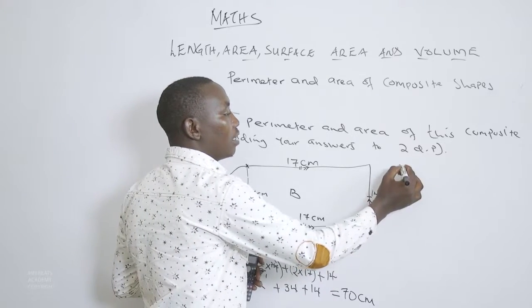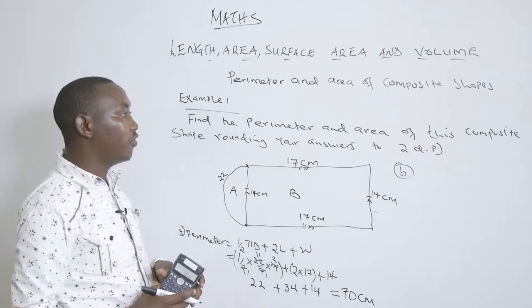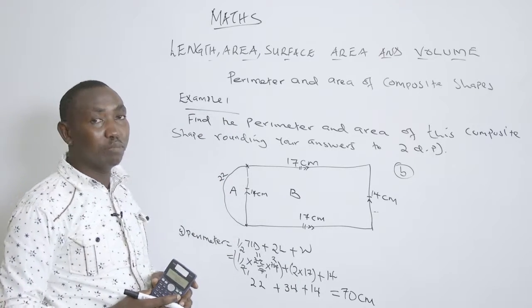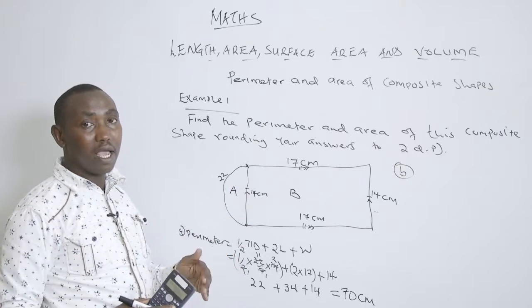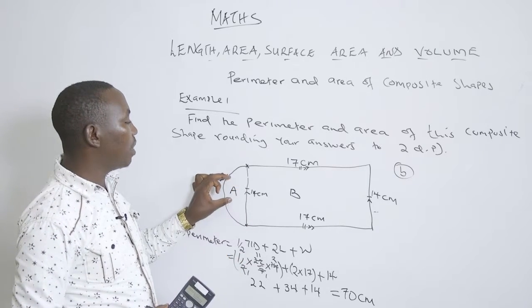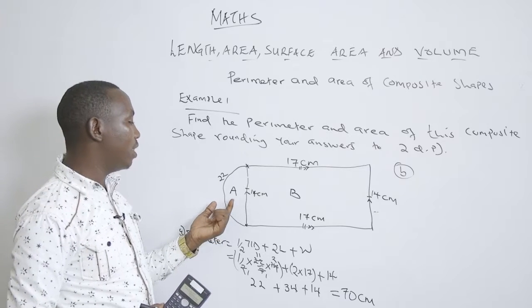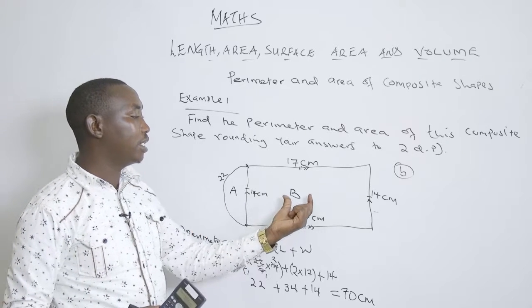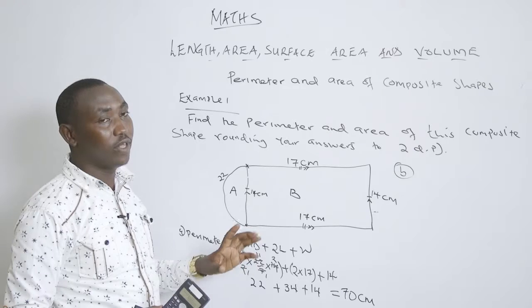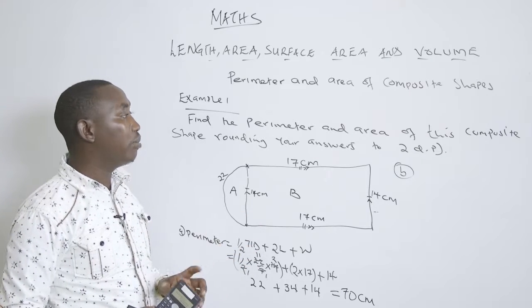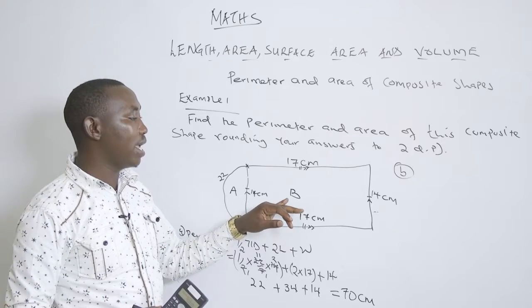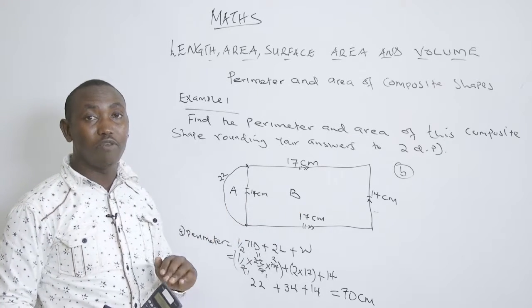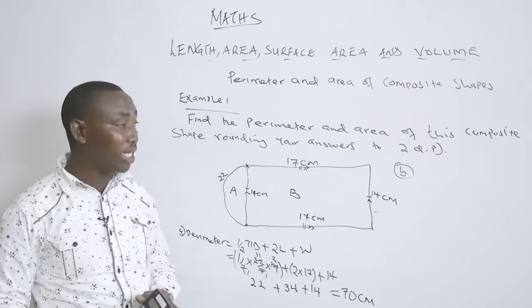Part B requires us to find the area of this particular composite shape. Again, we're going to work out the area in two parts. The first part is this part of the semicircle, and then the second part is this part of the rectangle. We are supposed to find the area of A added to the area of B for us to have the area of this particular composite shape.